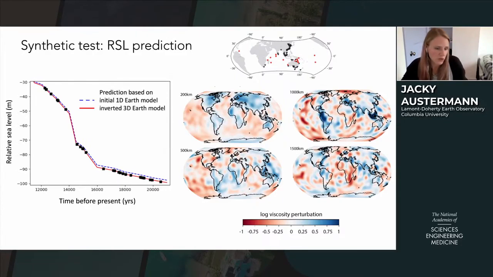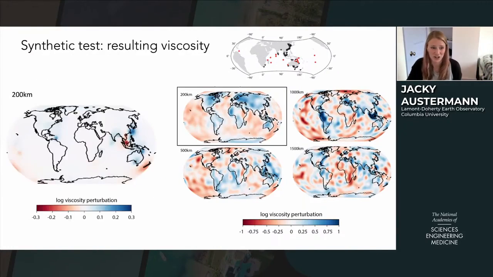And we can also test, do we actually match our observations after those iterations? And that's shown here. So our synthetic data is shown in black. The initial 1D Earth model, where we started, is the dashed blue line. And in red is the inverted result. So we see, okay, our inversion matches the observation. This is great. But do we actually map out the correct Earth structure, right?